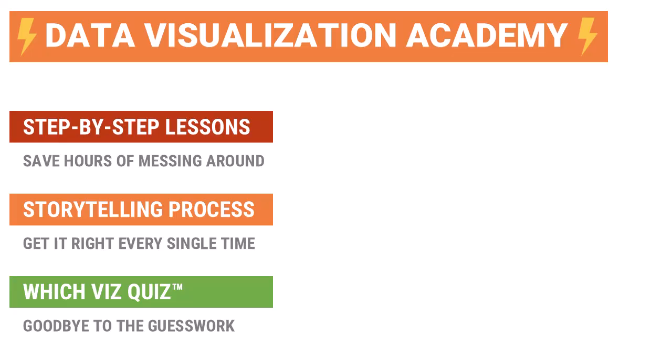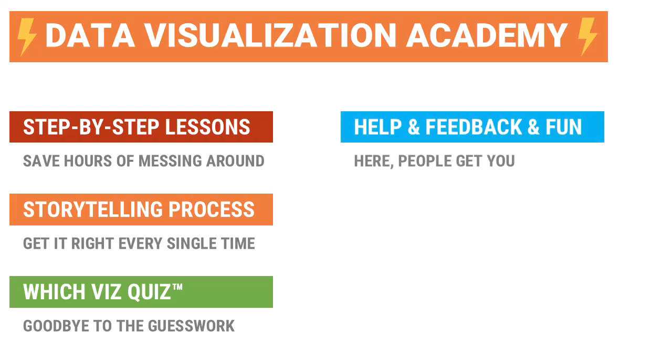The Academy is also home to the Which Viz quiz, which is a decision tree that walks you through your quantitative data choices and narrows you down to a tiny handful that you should try. And then, of course, it links you to the instructions on how to make it. This saves you so much guesswork. It's fantastic. We also have a private LinkedIn group where people pitch questions and share resources.